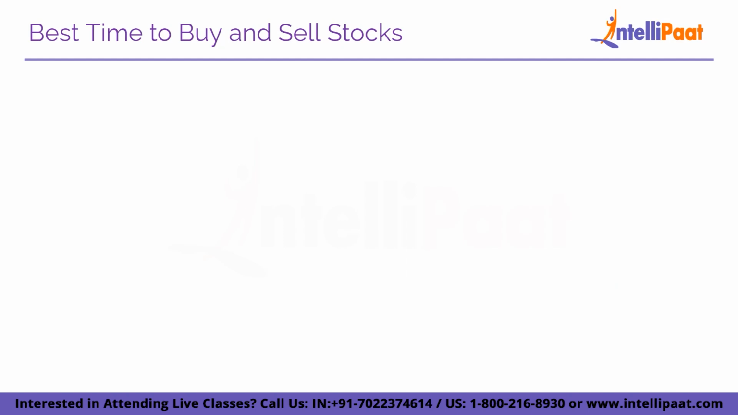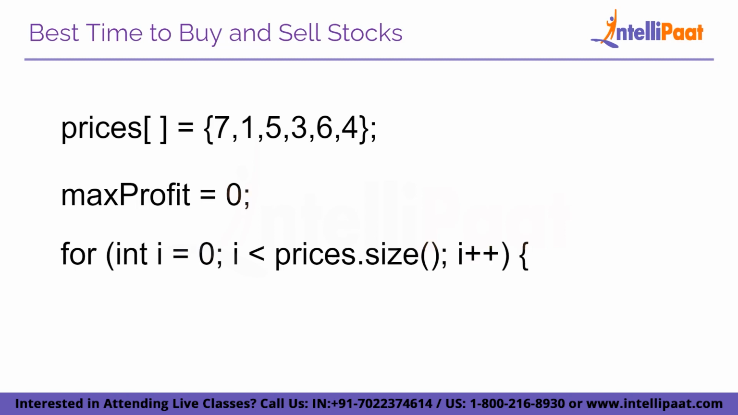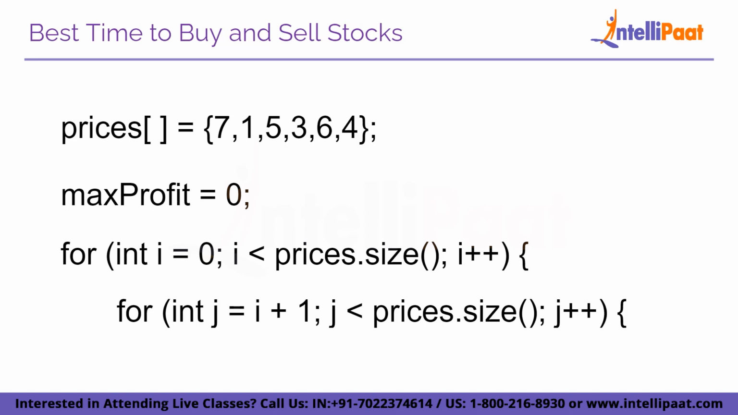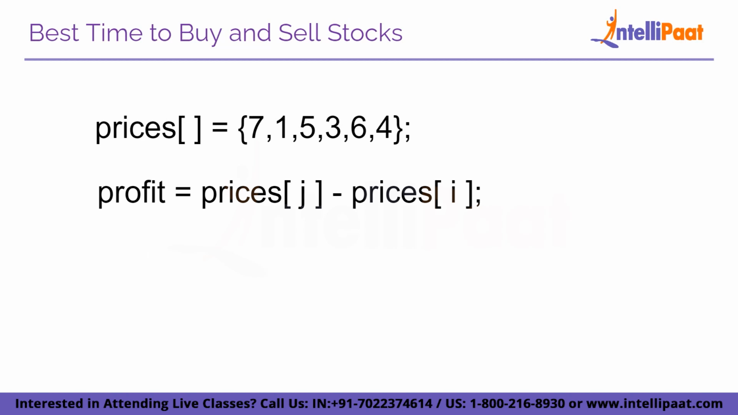Let's declare an array named prices. Suppose initially maximum profit is 0. Now we will traverse through the array for i and for j. Now we will calculate the profit, which is equal to prices at index j minus prices at index i. Now suppose profit is greater than maximum profit, then we will update the value of maximum profit to profit.